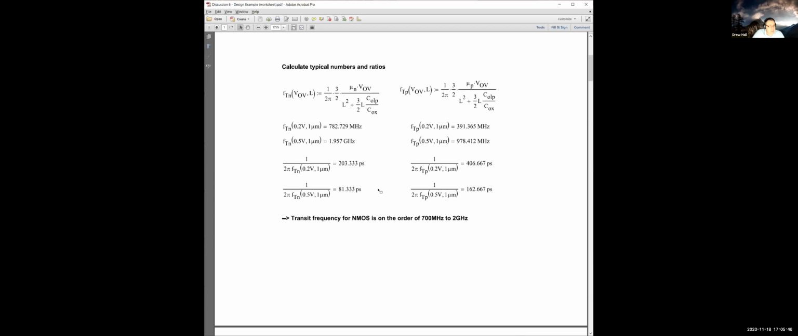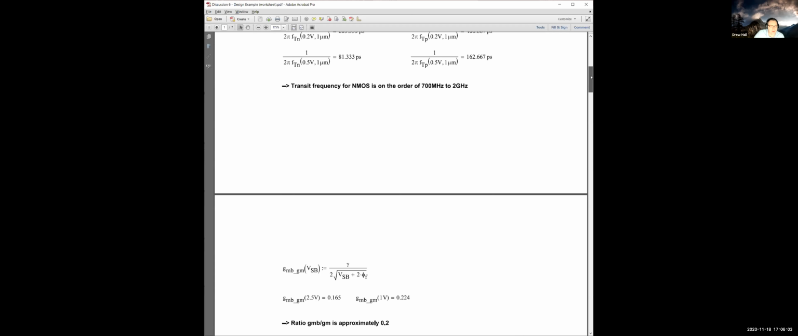All right, then I can calculate some time constants from this, just looking at 1/2 pi times the FT. And so I get transit frequencies or FTs for NMOS and PMOS. This is just to get me some kind of orientation on the technology.